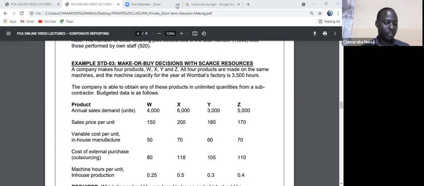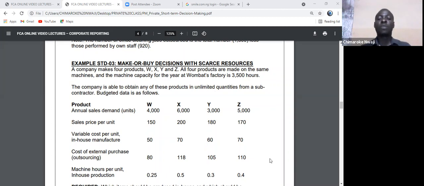Sorry, let me see. 60 hours and 0.25. Yes, it's 15 minutes. Then for every X it is going to produce, it's taking 0.5 hours. 0.5 hours is like 30 minutes to make 1 unit of X. Then for every Y it's going to produce, it is going to use 0.3 hours, which is like 18 minutes. Then for every Z it is going to make, it is using 0.4 hours, which is like 24 minutes.